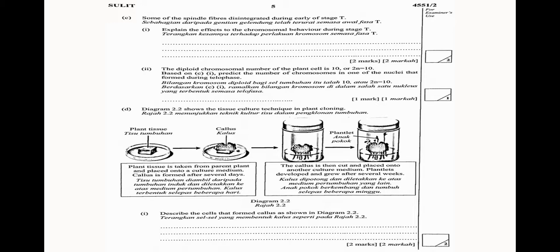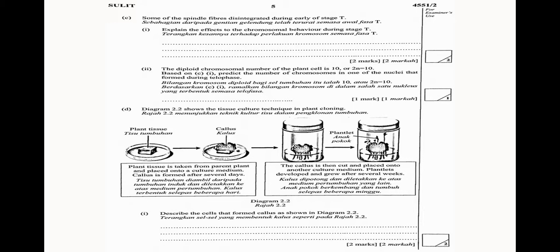C. The statement states that some of spindle fiber disintegrate during early of stage T. 1. The question asks to explain the effect of chromosomal behavior during stage T. So the answer is some of sister chromatid cannot be pulled apart to the opposite pole and some new chromosome will not form at the opposite pole. 2. The question asks to predict the number of chromosomes in one of the nuclei that form during telophase. So my answer is 9.